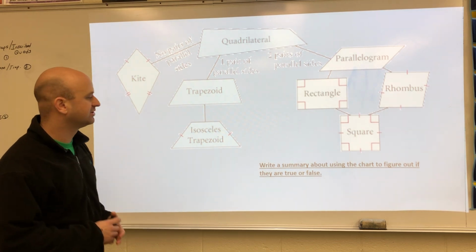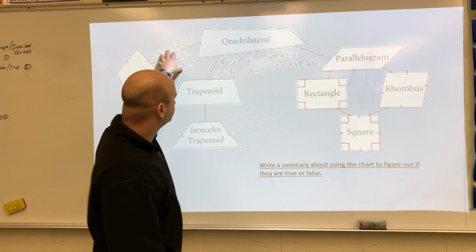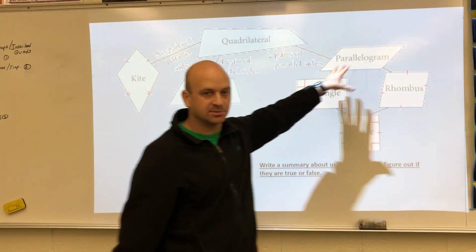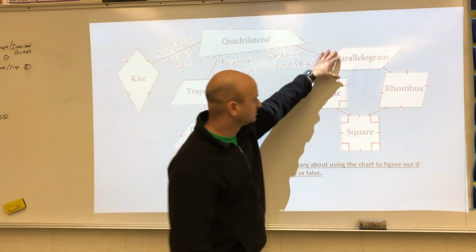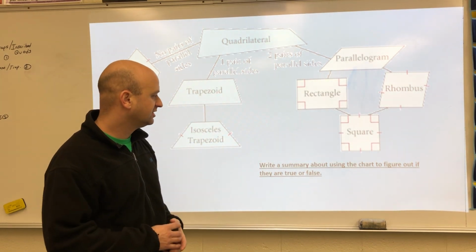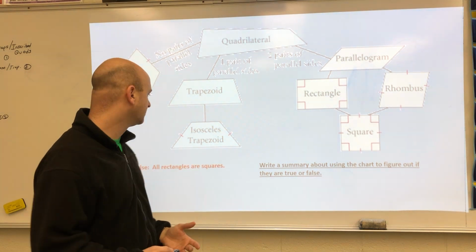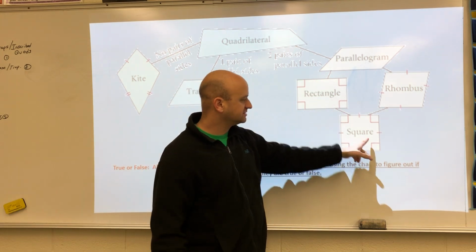All right, so here's a diagram that kind of overviews what we just did. We have quadrilaterals, and then depending on the number of parallel sides, we can break up those shapes into different groupings. And then from there, those properties are passed down. And what you end up having a lot of times with a chart like this are true and false questions. So for example, are all rectangles squares? So are all of these squares?